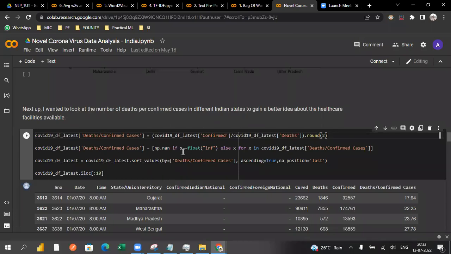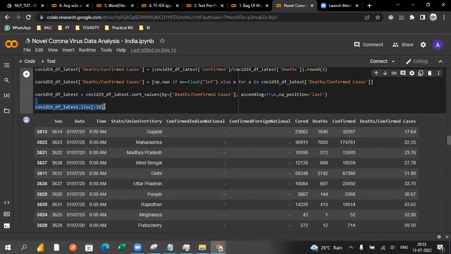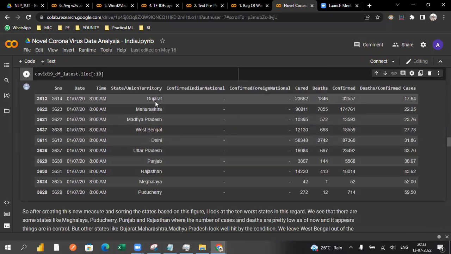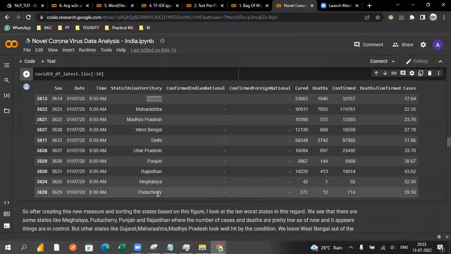In the next line, we are taking the values from this data frame, and this is the column we get. I'm rounding up whatever floating value we had. I'm sorting in ascending order, and these are the top 10 values, the head values we get. We are using ascending, right? So mostly maybe Pondicherry. Yes, Pondicherry has 59 percent of deaths by confirmed cases when compared to all the others, right?